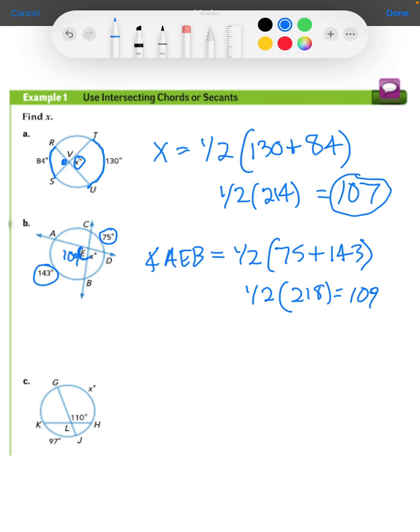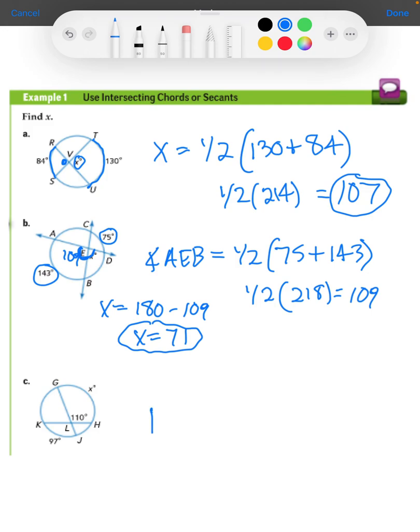Now these two angles form a line, so they're supplementary. So they're going to add to 180. So x equals 180 minus 109, which gives us x equals 71. All right, and this last one is just working backwards.